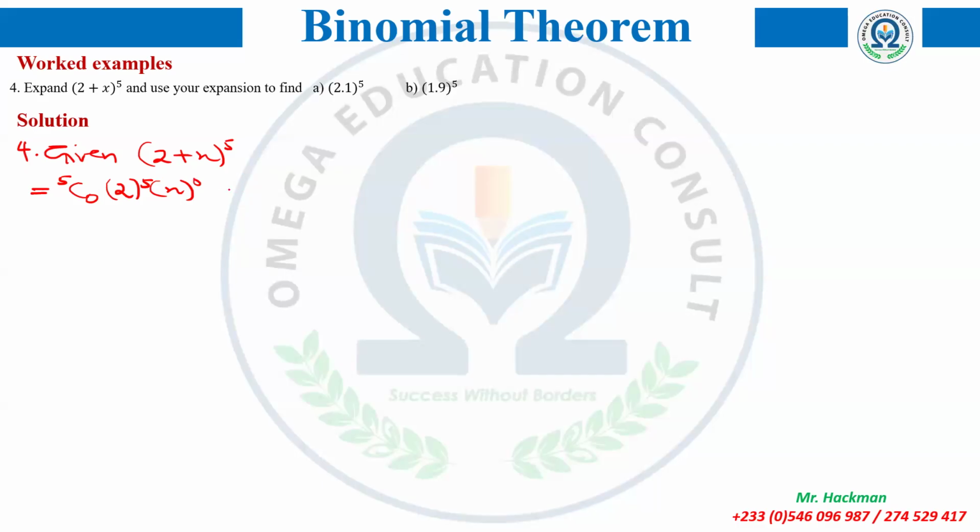Then plus, we are going to get 5 combination 1. Now the powers of our first term of the binomial will be decreasing, so it will be to the power 4, and the powers of our second term will be increasing. Let's continue: 5 combination 2. Here we need all the terms, so we have to end at 5 combination 5. The 2 exponent reduces by 1, so it will be 3, and the x exponent increases by 1, so it will give us 2.